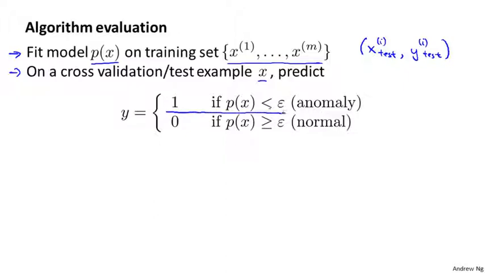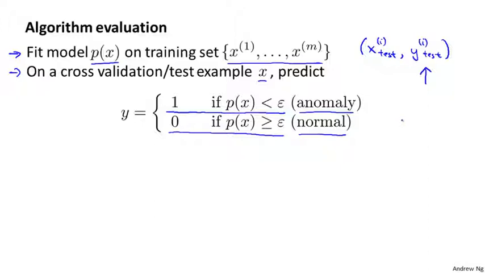thinks of that as predicting that y is 1 if p of x is less than epsilon, so predicting that it is an anomaly when the probability is very low. And we think of the algorithm as predicting that y is equal to 0 if p of x is greater than or equal to epsilon, so predicting that it's a normal example if p of x is reasonably large. And so we can now think of the anomaly detection algorithm as making predictions for the values of these y labels in the test set or in the cross-validation set.